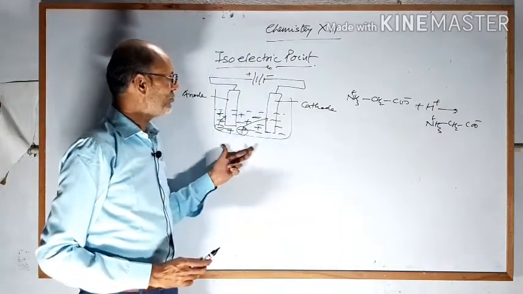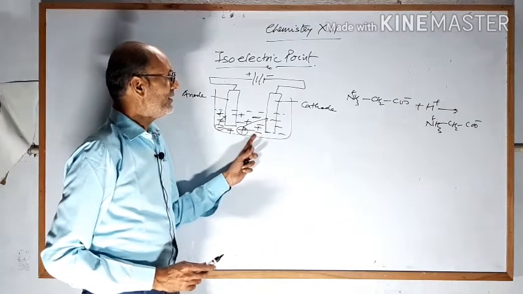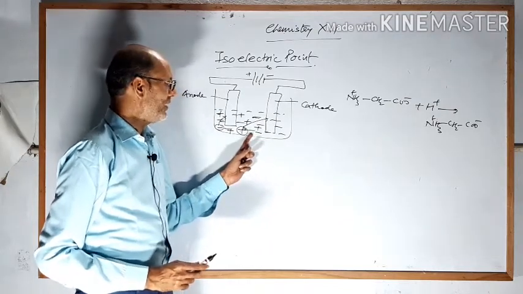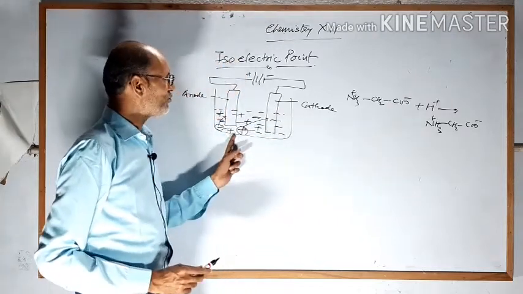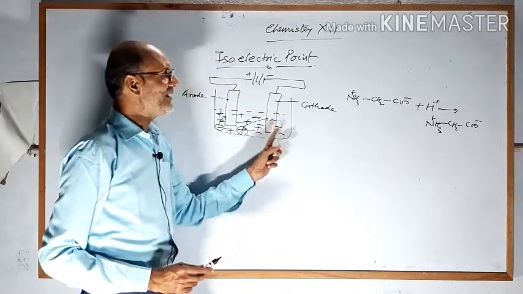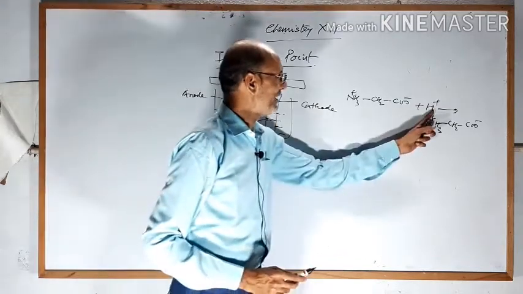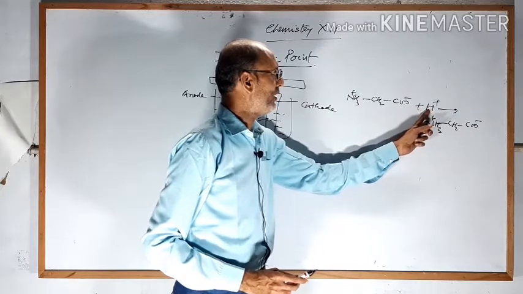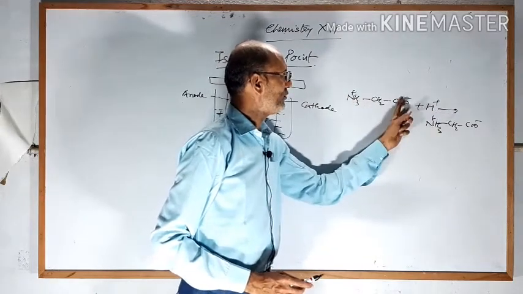So what I want to tell you, when we add acid to this solution of amino acid, it contains only the positive ion and the ions will move towards the cathode. While in case of a base, if you add OH negative here, that OH negative takes H positive from here and negative ions will form.